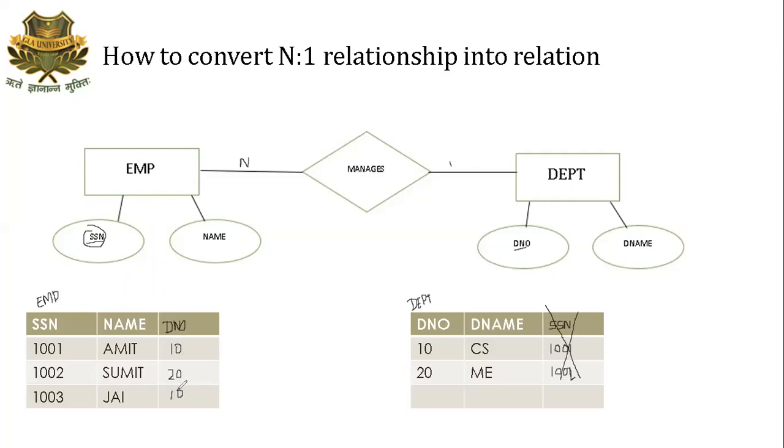Our statement is every employee has to work for at least one department. So this condition is true. 1001 has to work for department number 10 and 1002 has to work for department number 20. And 1003 has to work for department number 10. So the statement that one department can have more than one employee, yes, this is true, right?